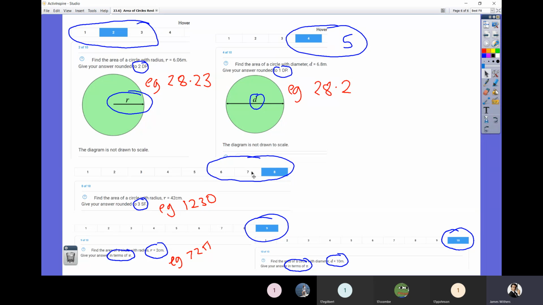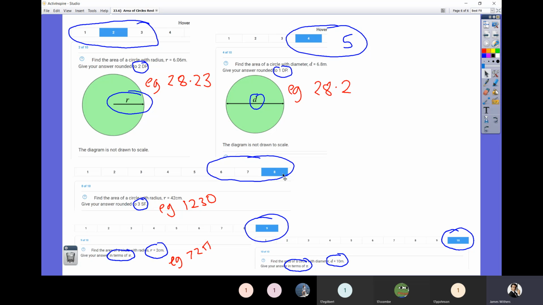Now, questions 6, 7, and 8 are asking you to give your answer to 3 significant figures. Now, remember what significant figures were. That just means 3 numbers in total that aren't zeros. So, for example, 1, 2, 3, 0 would be 3 significant figures. So, for these answers, make sure you've got 3 numbers in your answer. There might be a decimal point, there might not be, but only 3 numbers that are not zero. That was questions 6, 7, and 8.